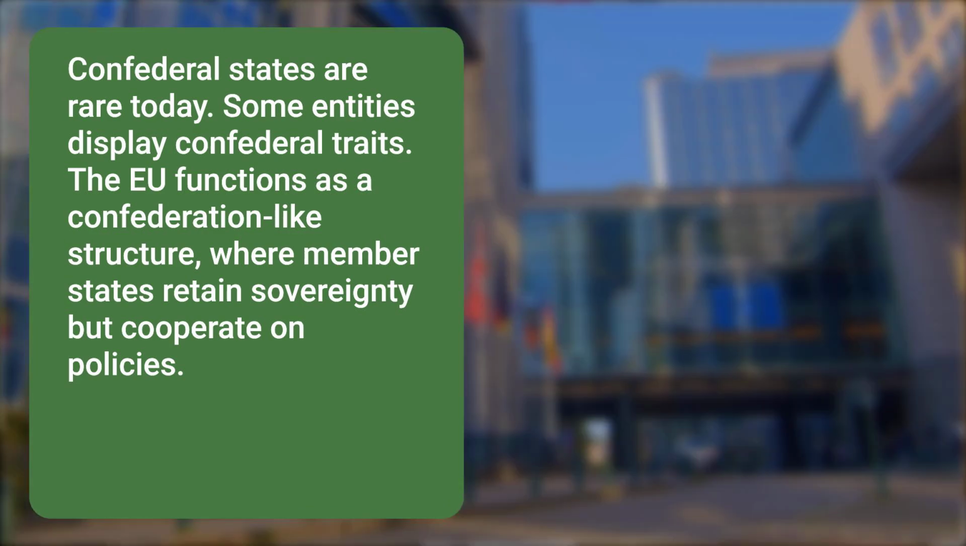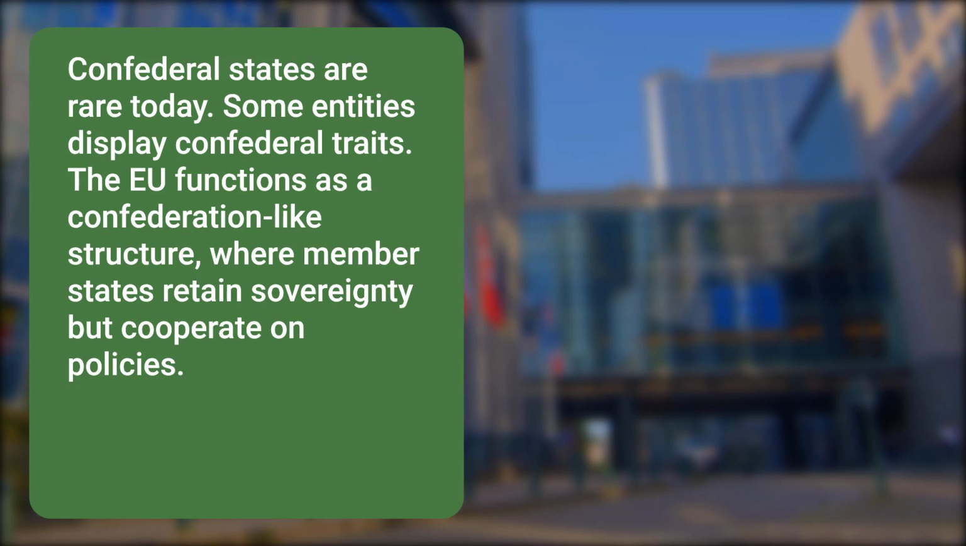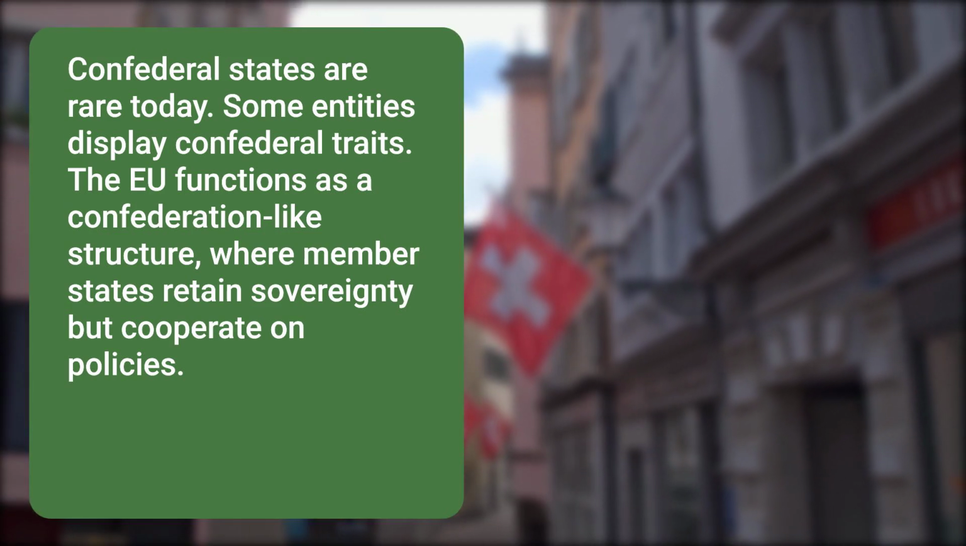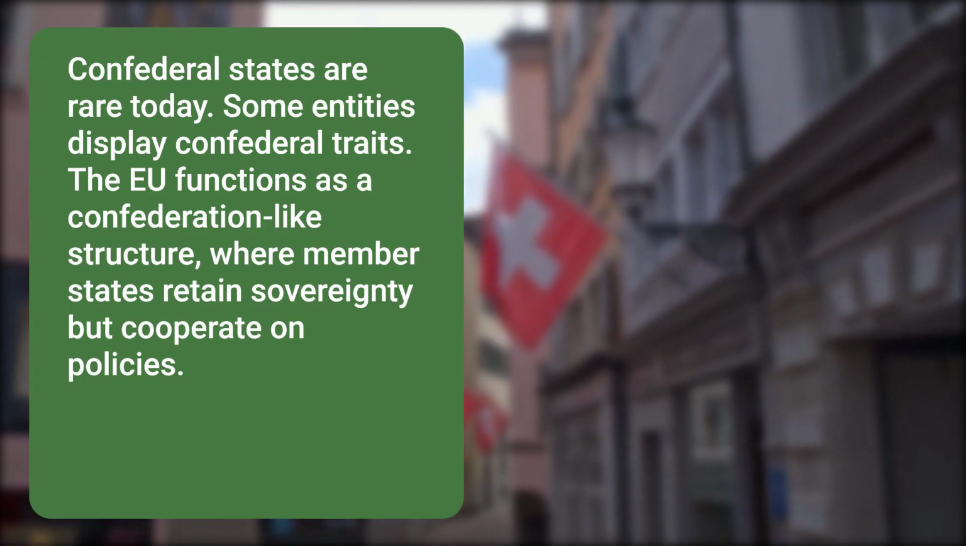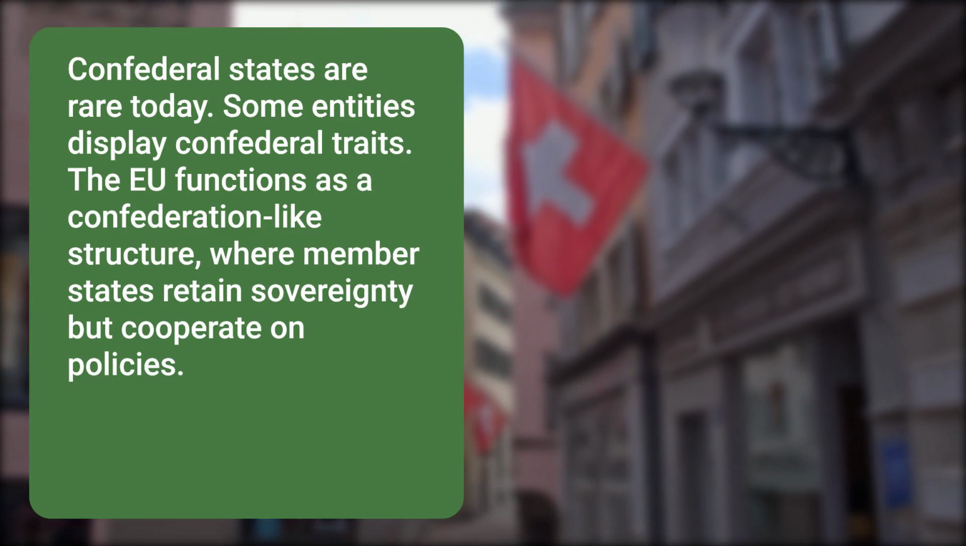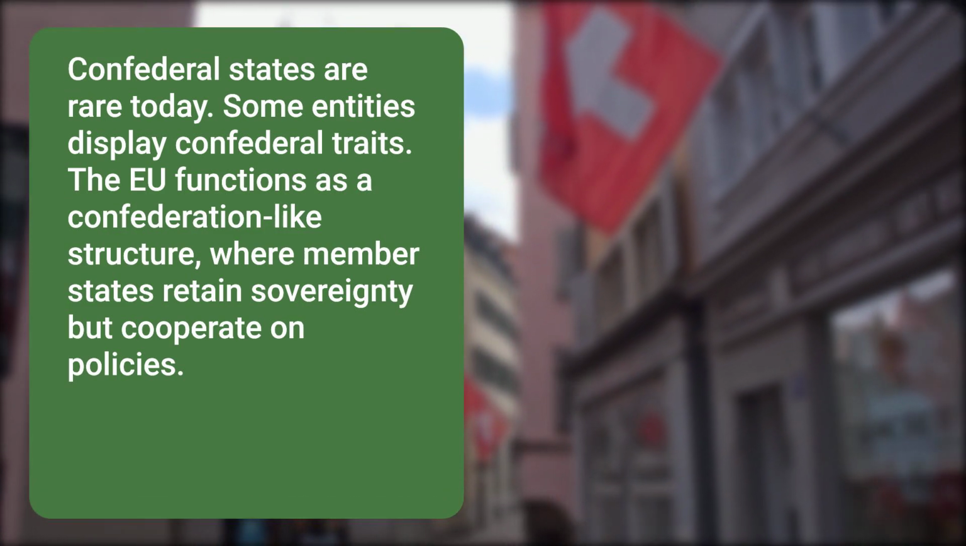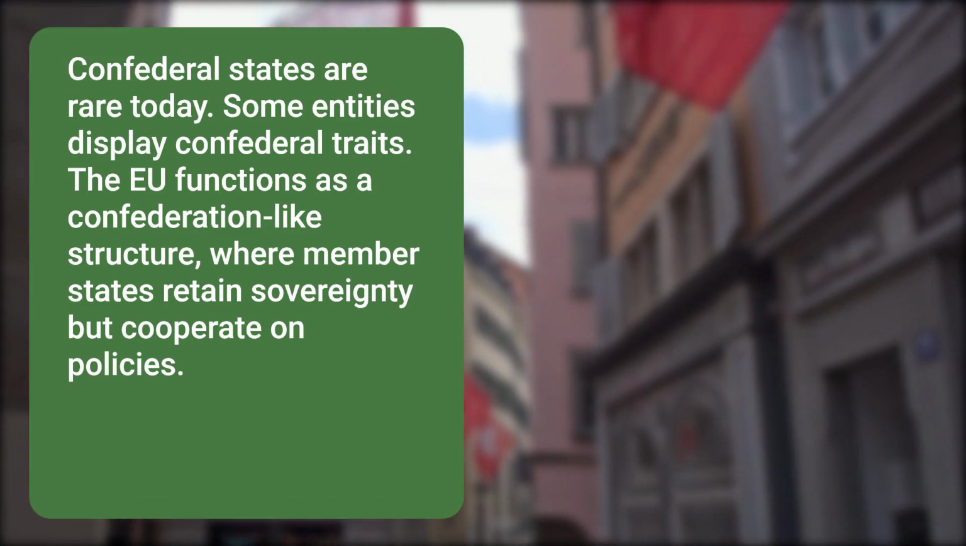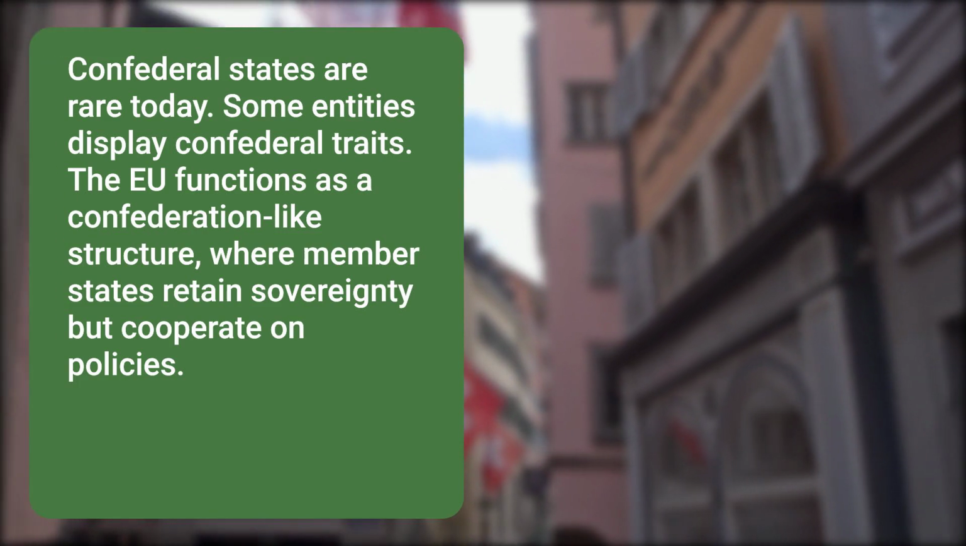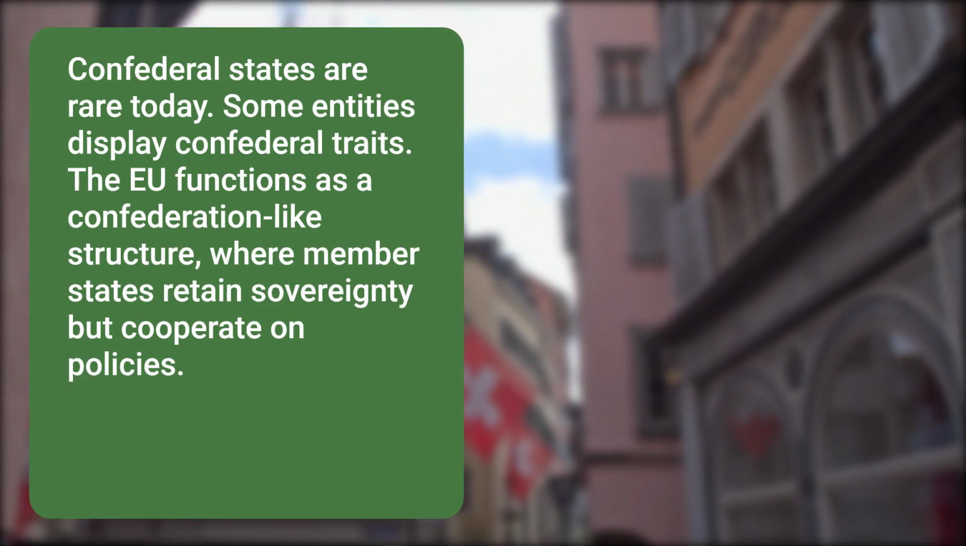For example, the European Union, EU, functions as a unique confederation-like structure, where member states retain sovereignty but cooperate on various policies. Historically, Switzerland was a confederation until 1848, but it has since transitioned into a federal state. The United States initially operated under the Articles of Confederation before transitioning to a federal system in 1789.